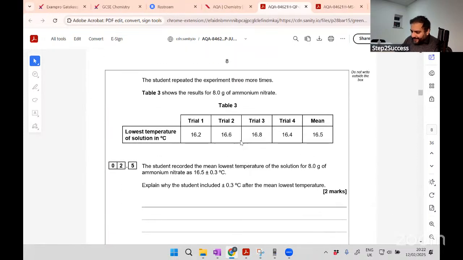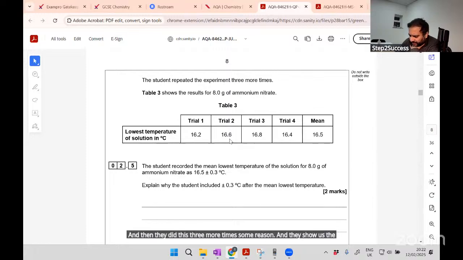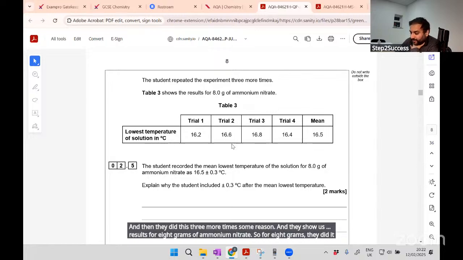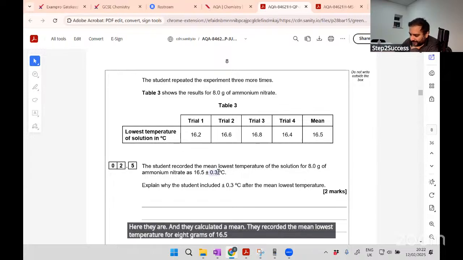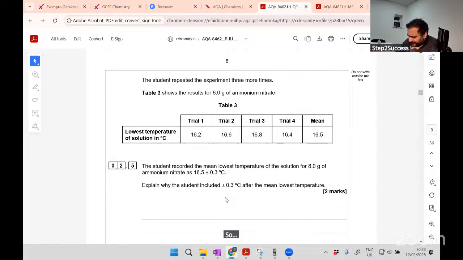And then they did this 3 more times, and they showed the results for 8 grams of ammonium nitrate. So for 8 grams, they did it 4 times in total. Here they are, and they calculated a mean. They recorded the mean lowest temperature for 8 grams of ammonium nitrate as 16.5 plus or minus 0.3. Why did they include plus or minus 0.3 after the mean lowest temperature? Let me just check why that is.